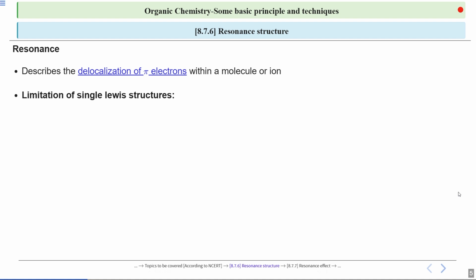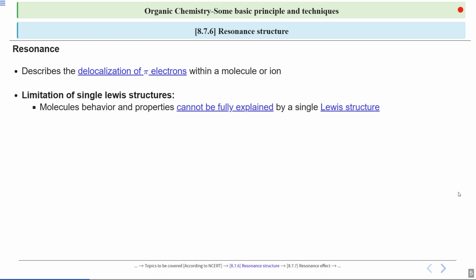But what is the reason we used this term resonance? At what point of time did we face the limitations of a single Lewis structure? Let us move on to that. It is seen that for most of the molecules, especially those containing pi bonds or pi electrons, their properties cannot be explained by a single Lewis structure. For example, benzene can have two different structures.